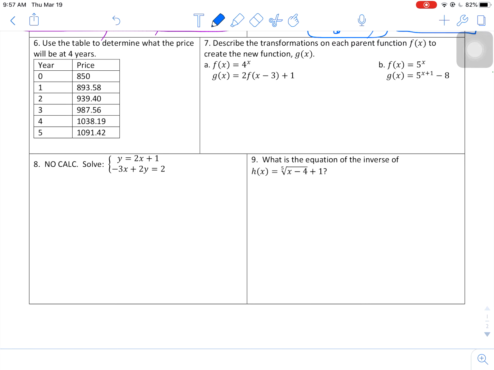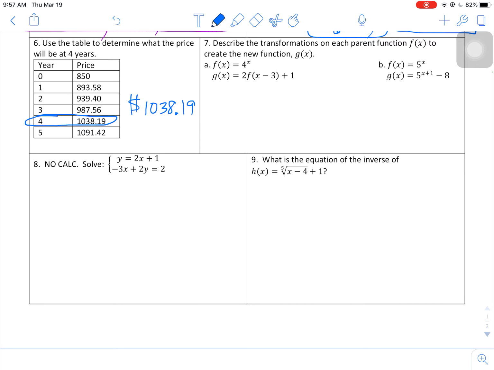On number 6, use the table to determine what the price will be at 4 years. Don't overthink it. I know it seems way too easy. We literally just want you to be able to read a table. So that's all we want you to do, is just say, okay, go down to 4 years, there's the price, done.